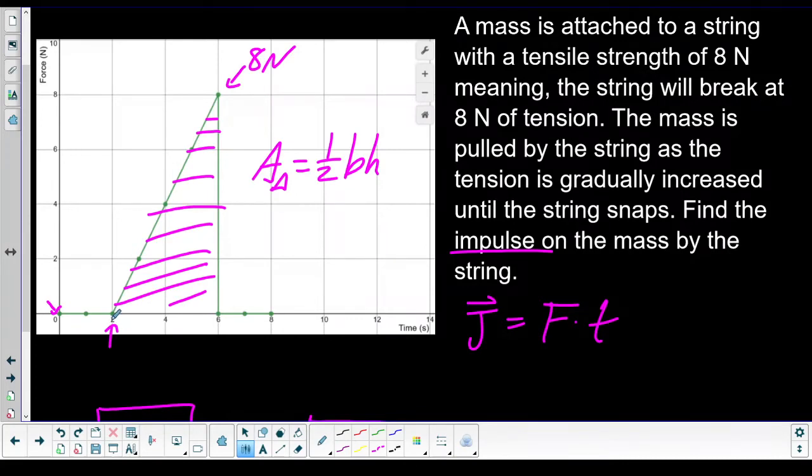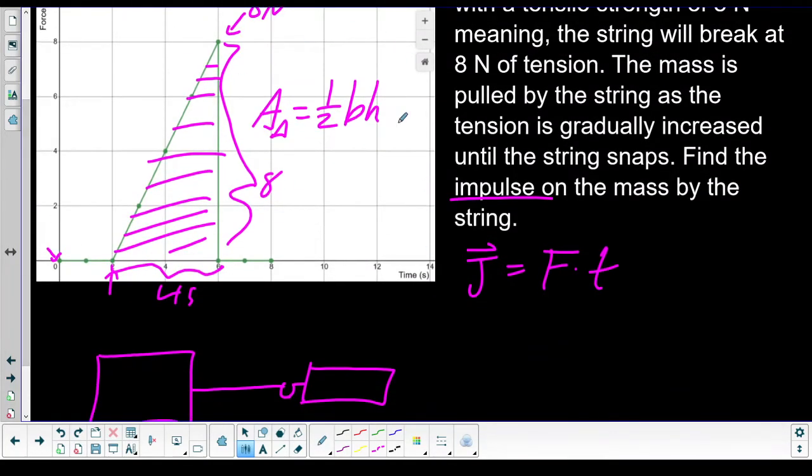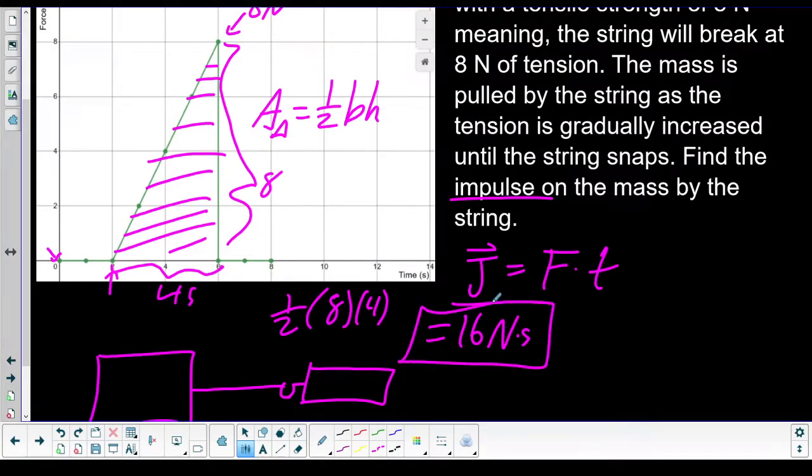The base of this goes from 2 to 6. So this is 4 seconds wide. And then the height of this, we go from 0 to 8. So this is 8 tall. So the area is 1/2 times our force of 8 times our time of 4. And this equals 16 Newton seconds. This is a different unit than we saw in the last problem.